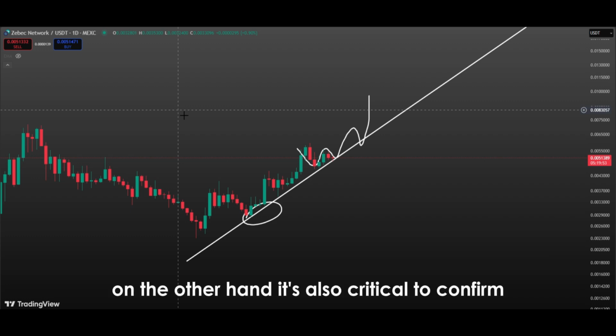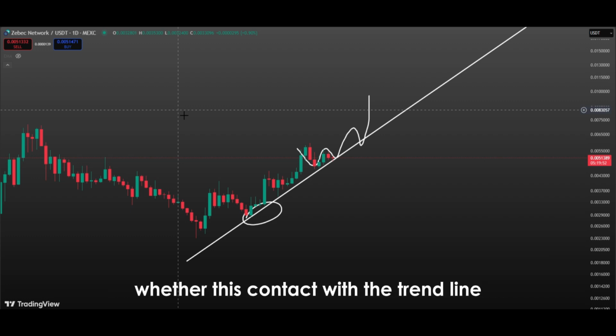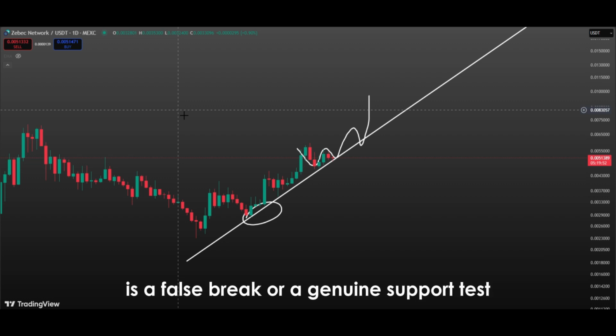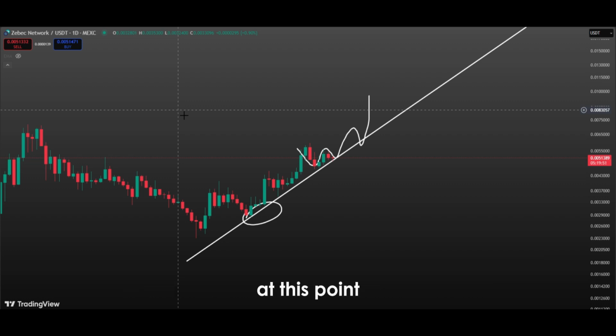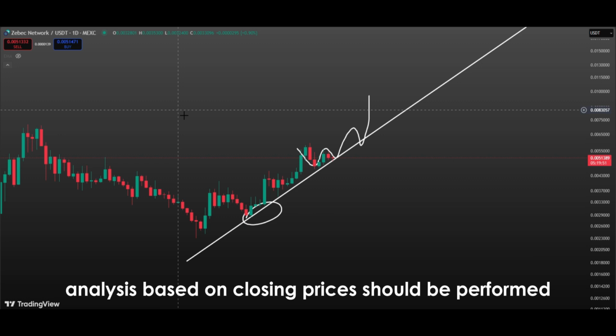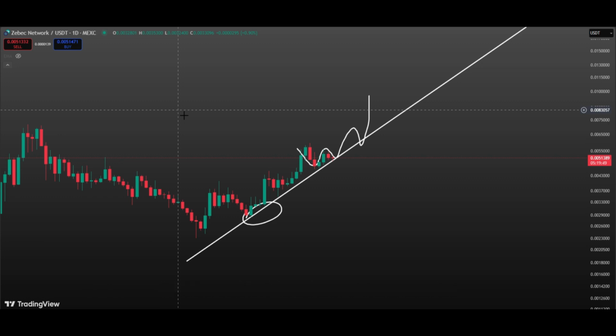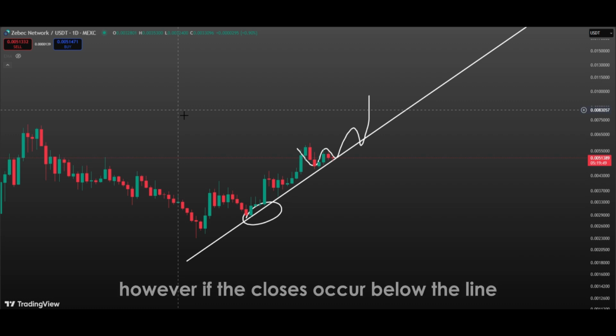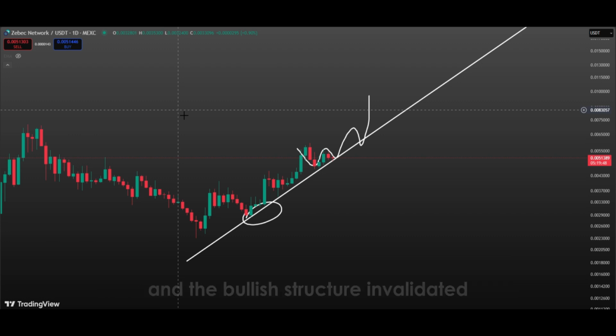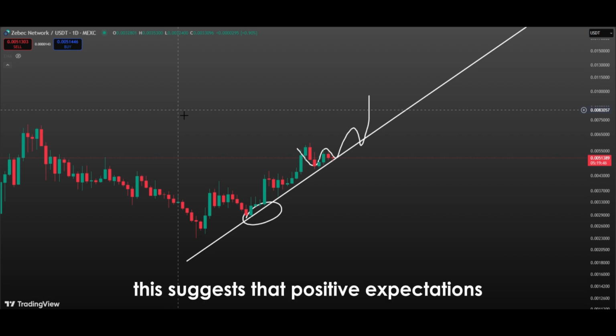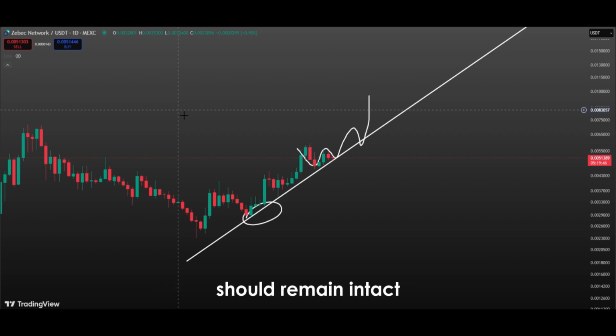On the other hand, it's also critical to confirm whether this contact with the trend line is a false break or a genuine support test. At this point, analysis based on closing prices should be performed. For instance, if 4-hour or daily closes occur above this trend line, it shows that the trend is still valid and that the price is preparing to bounce. However, if the closes occur below the line, then the trend line may be considered broken and the bullish structure invalidated. But in the current scenario, the price is still touching and holding above this trend line. This suggests that positive expectations should remain intact.